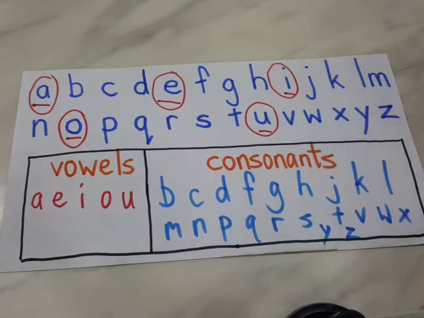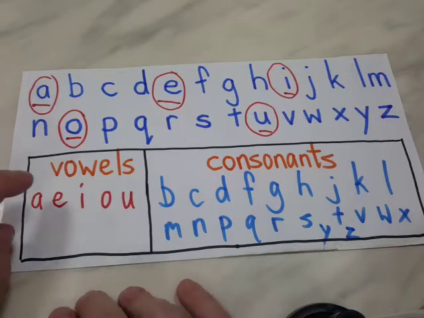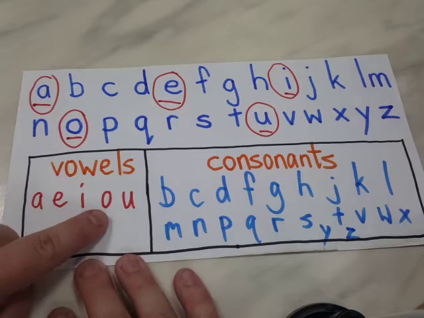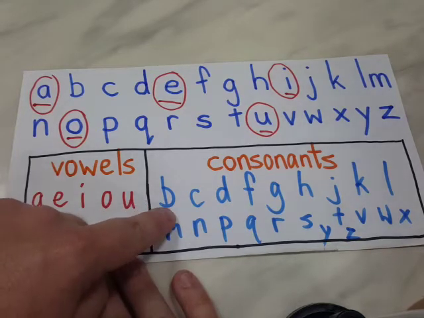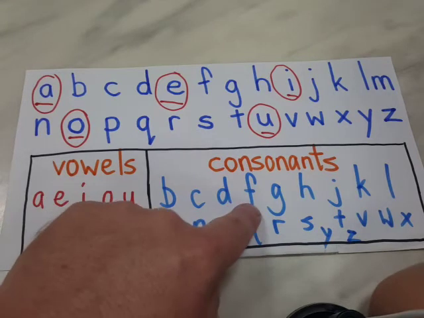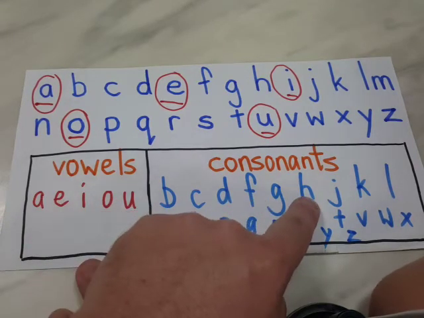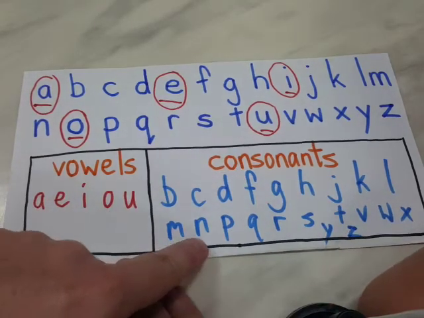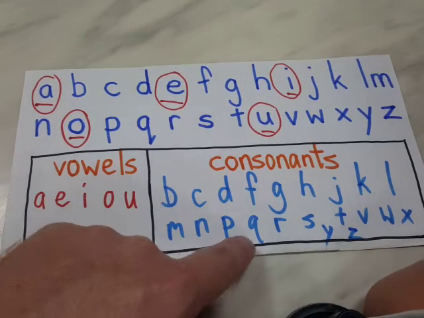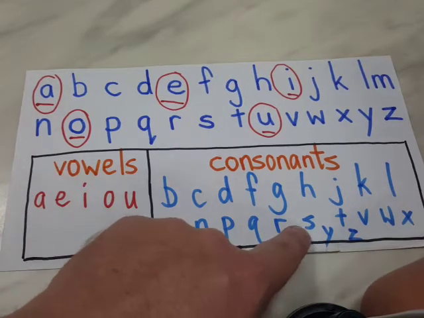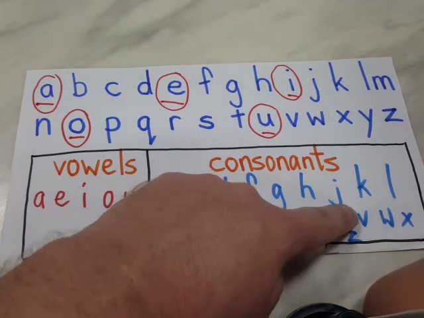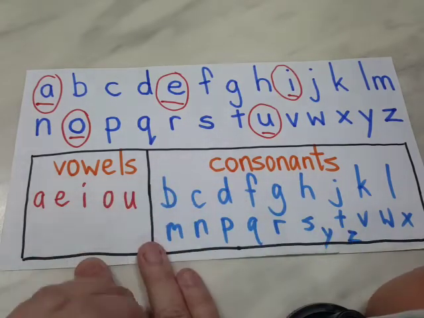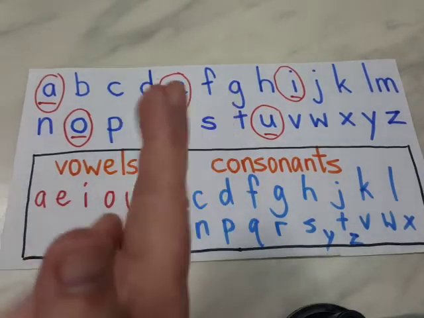So we have practiced these sounds before. Angus, can you help me practice? A, E, I, O, U. B, C, D, F, G, H, J, K, L, M, N, P, Q, R, S, T, V, W, X, Y, Z. Okay, very, very good, Angus.